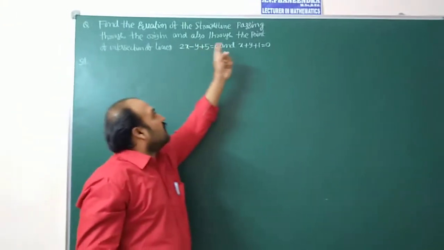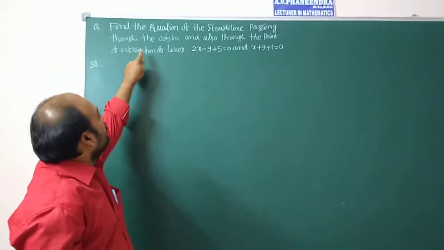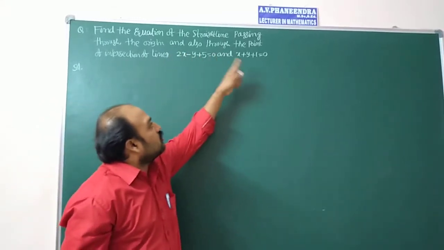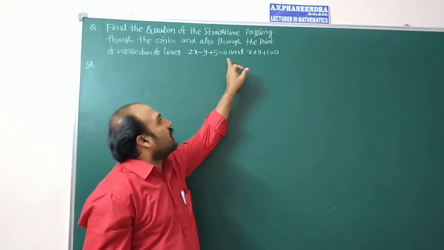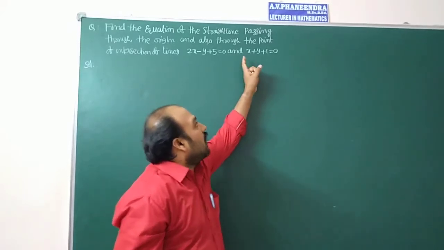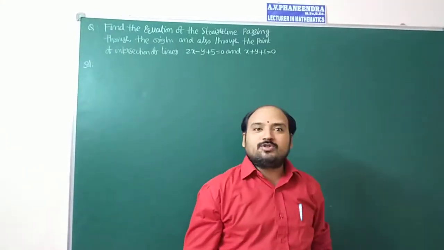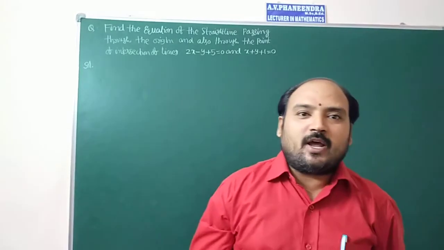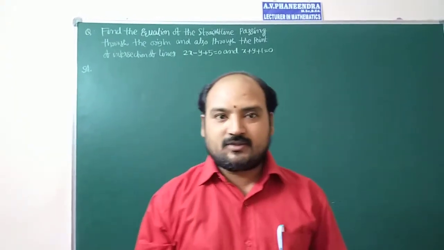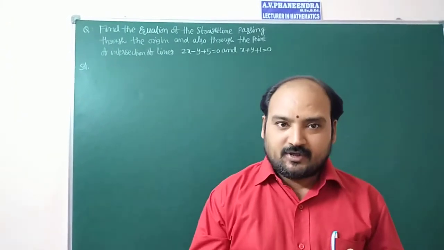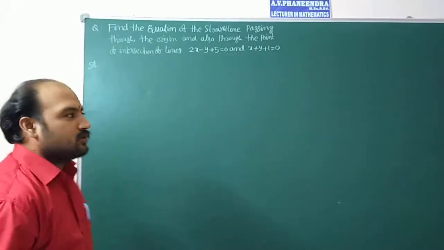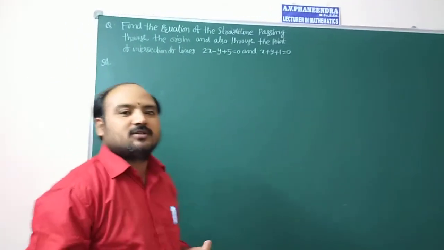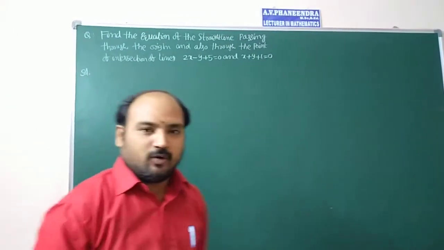Find the equation of the straight line passing through the origin and also through the point of intersection of the lines 2x minus y plus 5 equal to 0 and x plus y plus 1 equal to 0. For this question, I am going to introduce two methods: one is the standard method, another one is the regular method. For the remaining questions, I will follow any one of the methods.